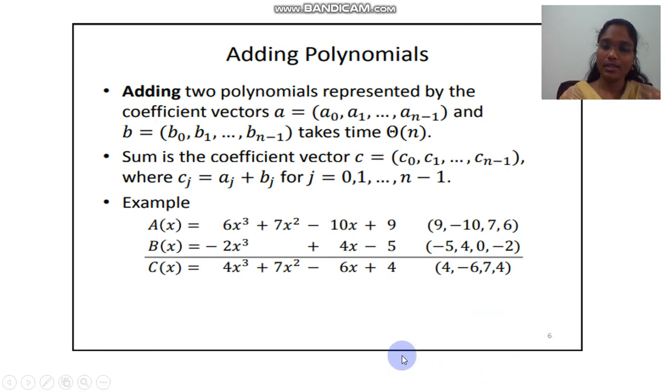So here 9 minus 5 is plus 4, then minus 10 plus 4 is minus 6, followed by x, and then plus 7, here it is actually 0, so it remains plus 7, and x square, then 6 minus 2 is 4, so 4x cube. So this is the resultant value of the addition of the two polynomials. For the resultant polynomial, the coefficients are 4, minus 6, 7 and 4.